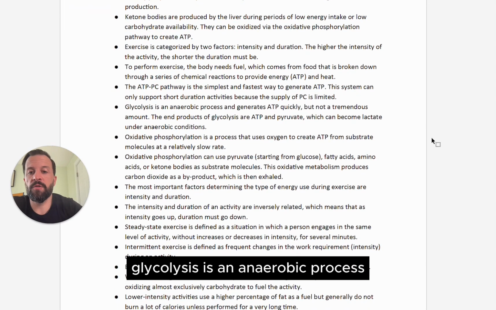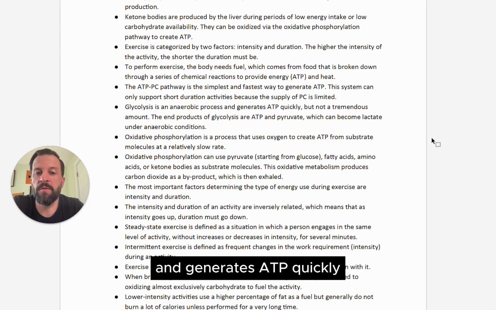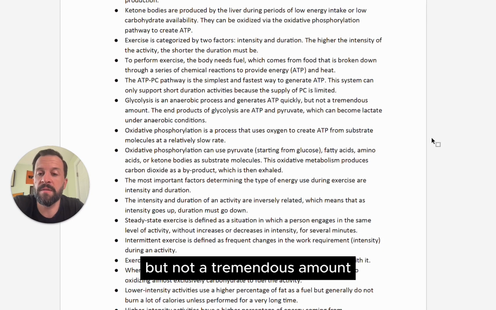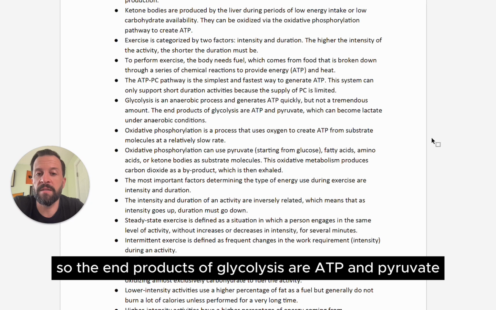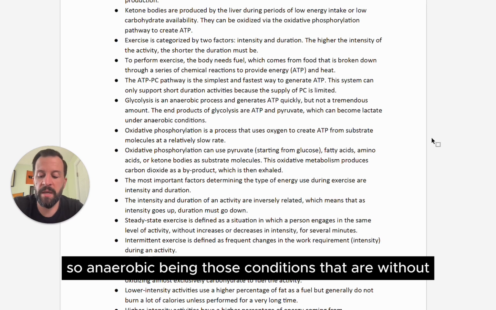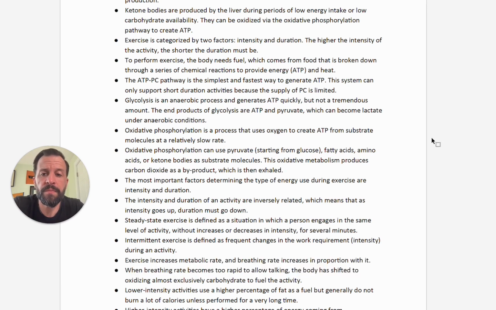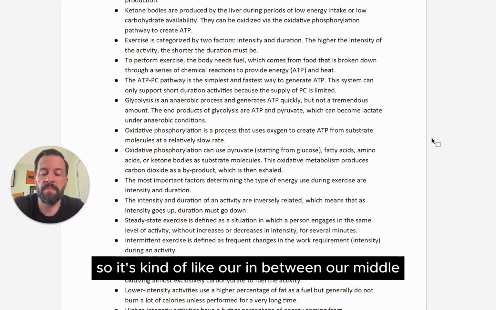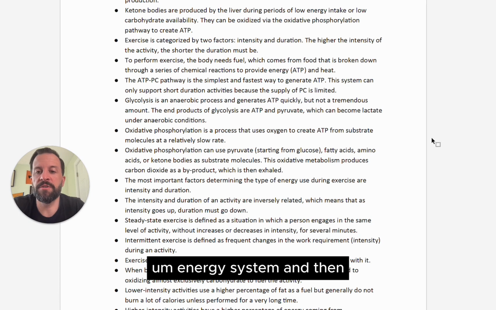Glycolysis is an anaerobic process and generates ATP quickly, but not a tremendous amount. So the end products of glycolysis are ATP and pyruvate, which can become lactate under anaerobic conditions. So anaerobic being those conditions that are without oxygen. So it's kind of like our in between, our middle energy system.